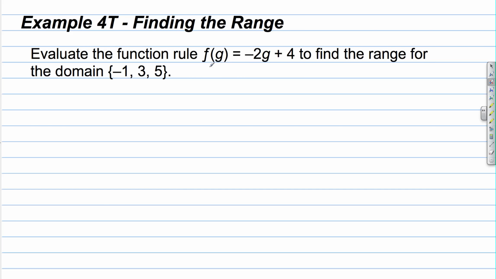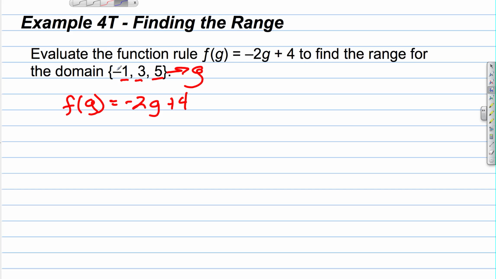It says evaluate the function rule f of g is equal to negative 2g plus 4 to find the range for the domain negative 1, 3, and 5. Well, this is another way of doing what we just did in example 3, but we're not asked to make a table. When it tells us that the domain is negative 1, 3, and 5, this is telling us what we need to substitute in for g. In our function, f of g is equal to negative 2g plus 4, we have 3 problems to solve here.